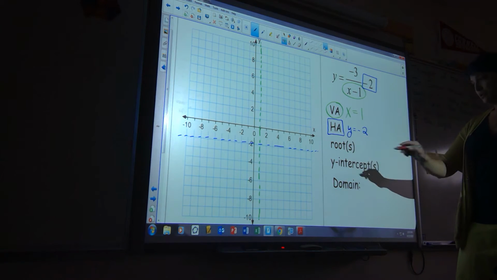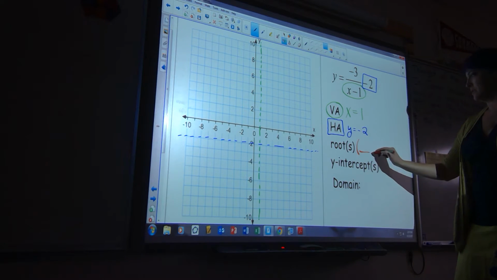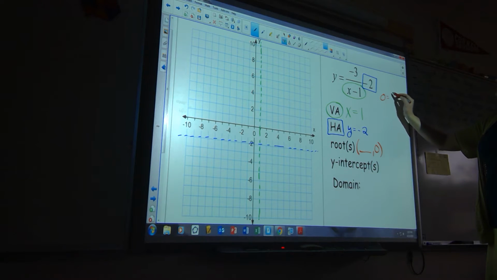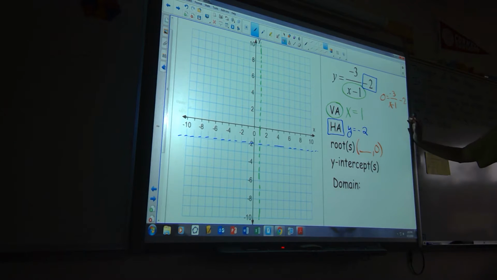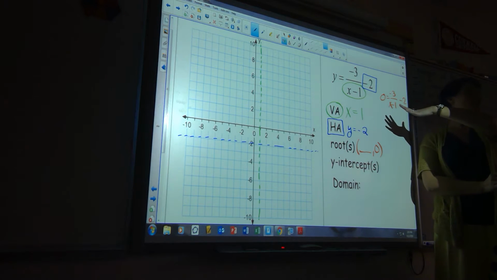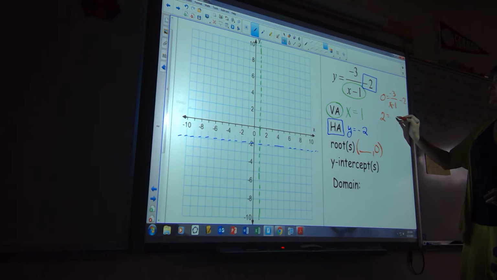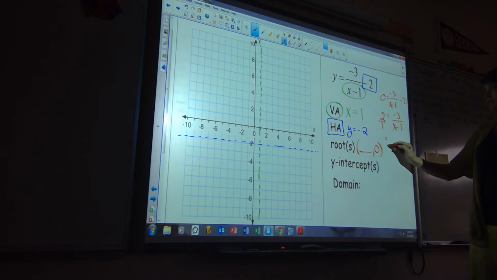Let's do our roots, which are x-intercepts. So I'm going to plug in a 0 for y. So I will get 0 equals -3 over x minus 1, minus 2. This does occasionally require just a little bit of math. Add the 2 over. 2 is equal to -3 over x minus 1. Then do your cross products. 3 equals 2x minus 2.